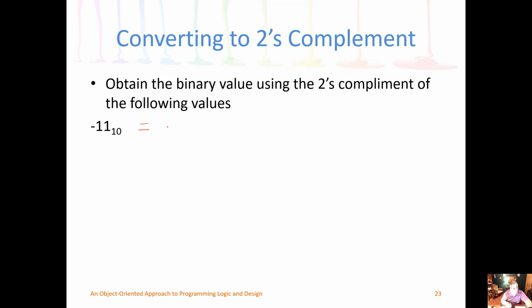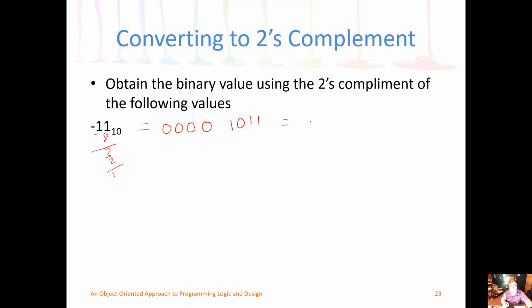Let's see. 128 is going to be a 0. 64 is going to be a 0. 32 is going to be a 0. 16 is going to be a 0. 8 is going to be a 1. So I'll subtract 8 off of this, and I get 3. So 4 is going to be a 0. 2 is going to be a 1. And 1 is going to be a 1. So there's my number, 00001011.